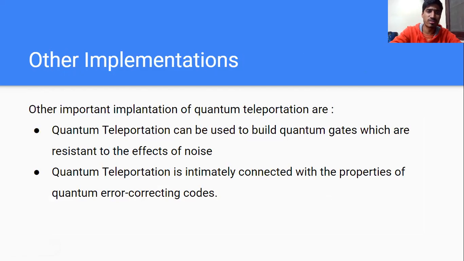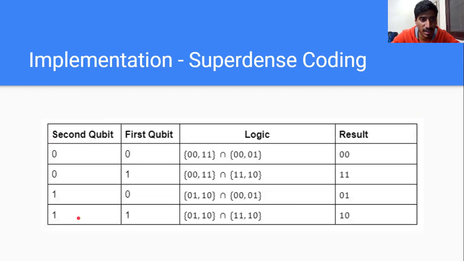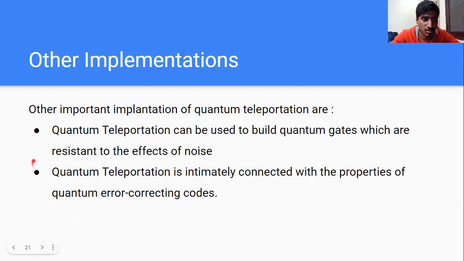Another implementation of this Bell state and quantum teleportation is that quantum teleportation can be used to build quantum gates which are resistant to the effects of noise. And another is that quantum teleportation is intimately connected with the properties of quantum error correcting codes. I have not elaborately discussed these two concepts here because of the lack of space, and also because of the lack of information.